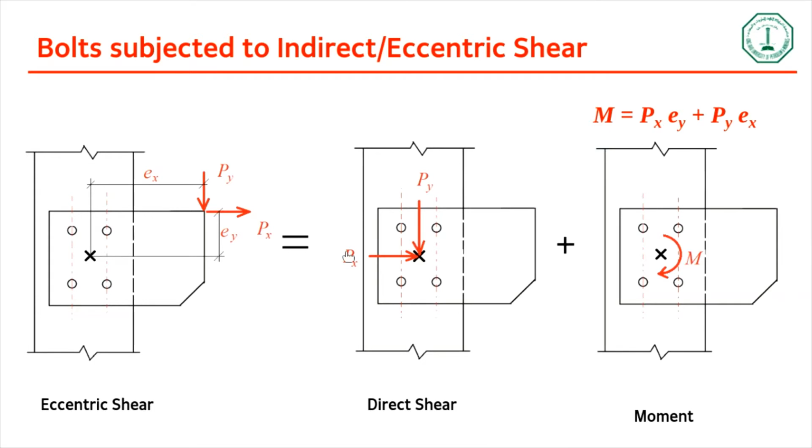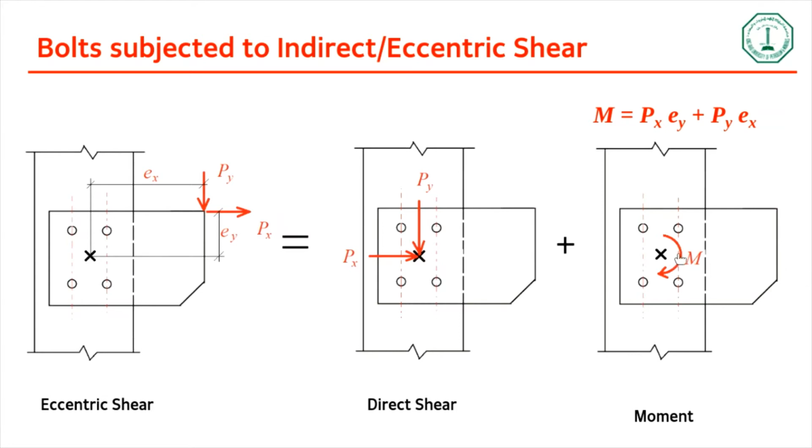Because of Py, it will be equal. Suppose you have 10 bolts, then the shear force on each bolt will be just Py over 10. Similarly, the shear force due to Px is simply Px over 10. But in the case of moment, the effect is different on different bolts, and we'll see in a problem how it is important. Some of them become more critical while the others don't become much critical.